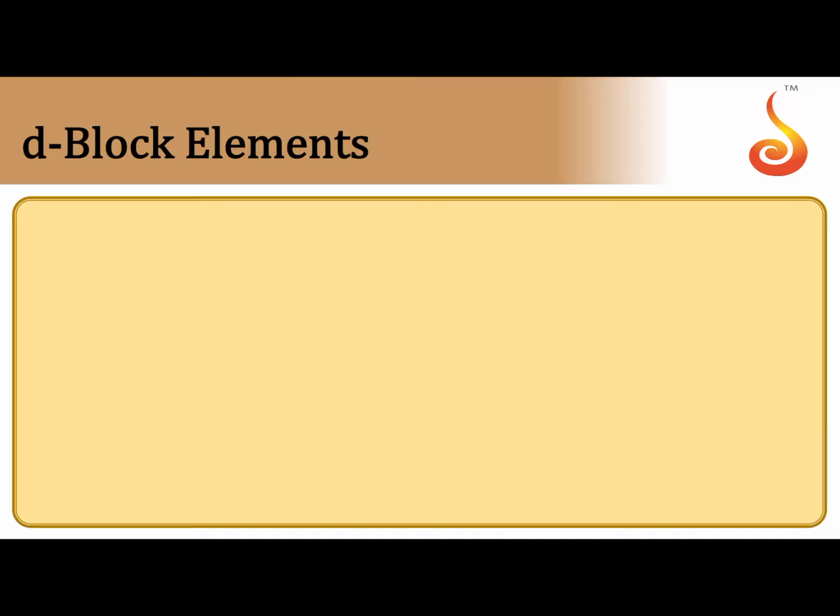First, D block elements. Elements in which the differentiating electron enters into the D subshell are called D block elements. The last electron entering an atom is called the differentiating electron. In the periodic table, D block elements are present between S and P block. So, in this periodic table, this is S block, P block, D block and F block.